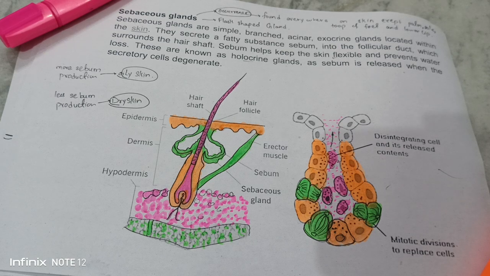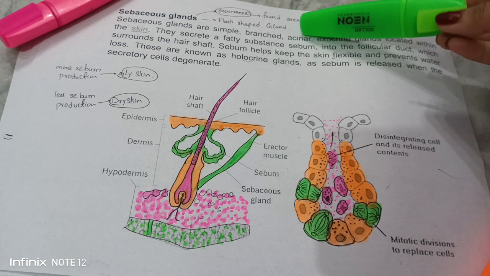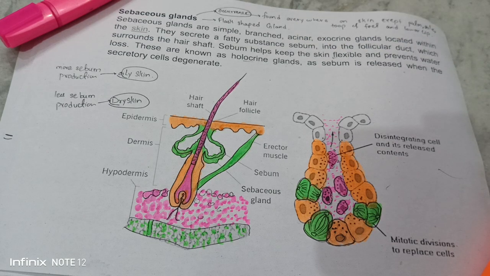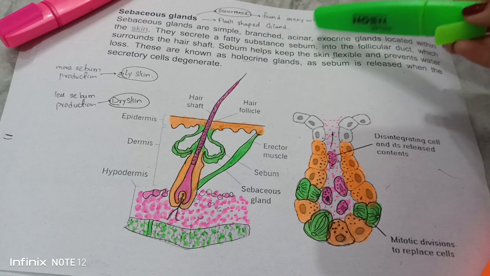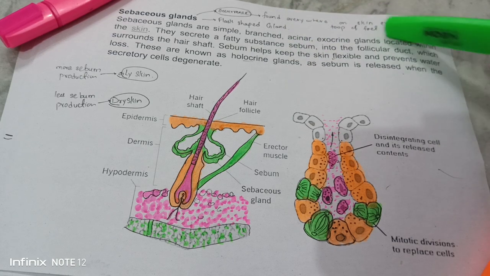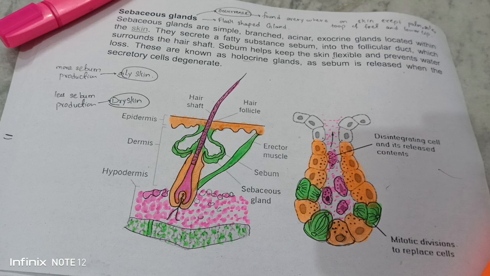Except these parts, everywhere your sebaceous glands are found, and the shape of these glands is flask shape. Sebaceous glands are simple, they may be branched, and they are exocrine glands because they release their secretions into a duct. They are located within your skin, so therefore they are called sebaceous. You can learn it by S for sebaceous and S for skin, so therefore they are located on your skin.